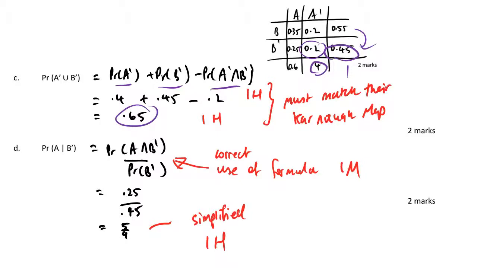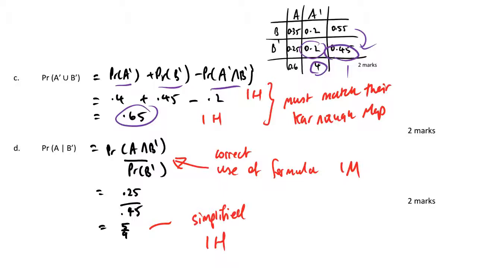Once again, you'll notice the appearance of H marks here, consequential marks, and that will depend on what you've had for your previous answers. So once again, it's possible to be marked correct, even though you've got an incorrect answer. Just depends on what your previous working showed.